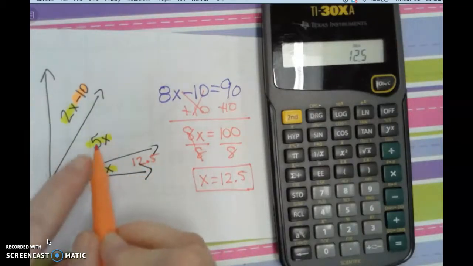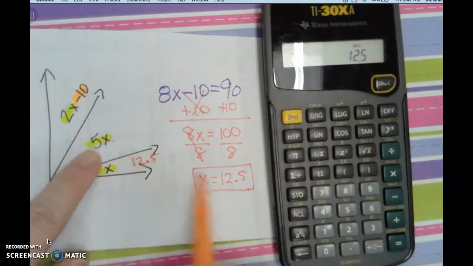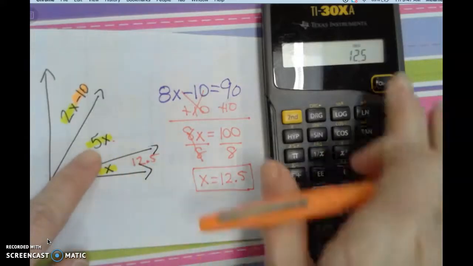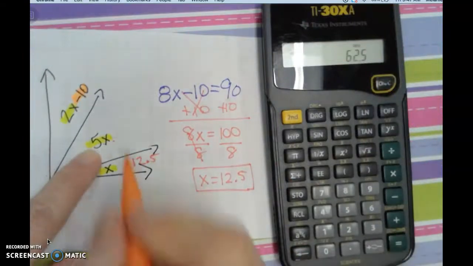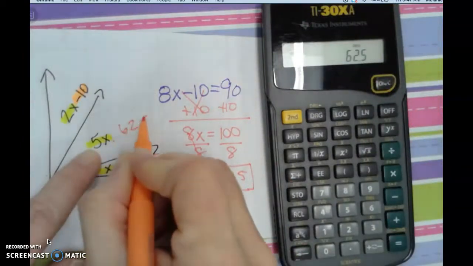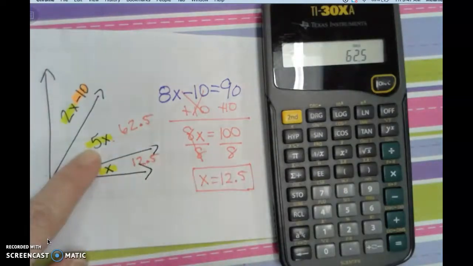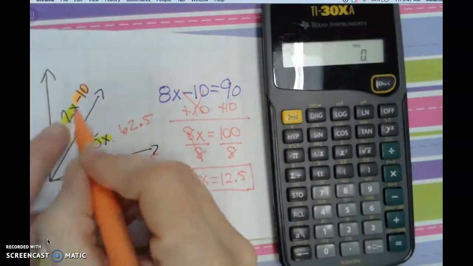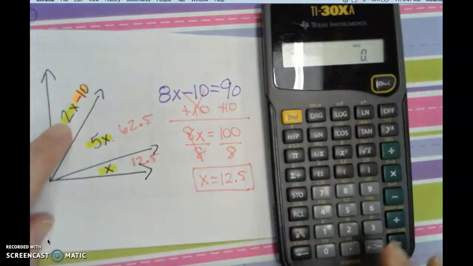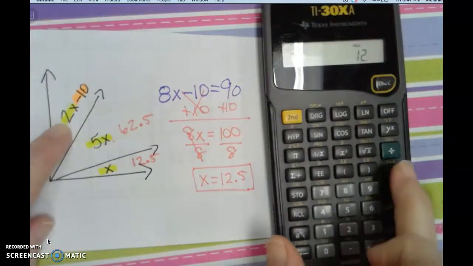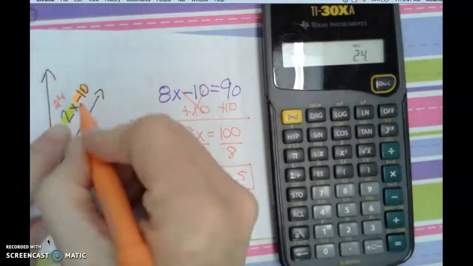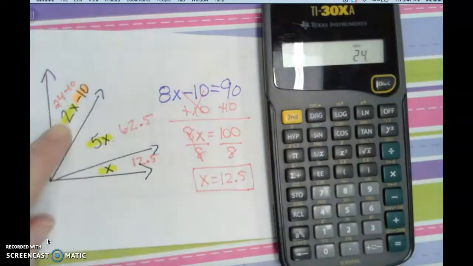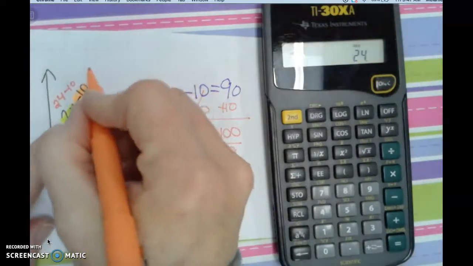This one says 5 times x, so I want to do 5 times this 12.5. So 12.5 times 5 equals 62.5. Okay, now I've got to do 2 times x and 2 times x. So we're going to do 12.5 times 2, which is 24. So 24, and then I have to do minus 10. So now that's going to give me 14.